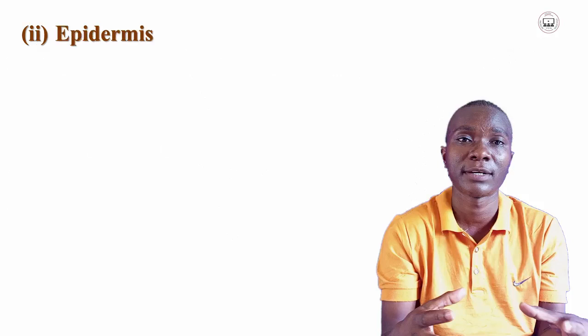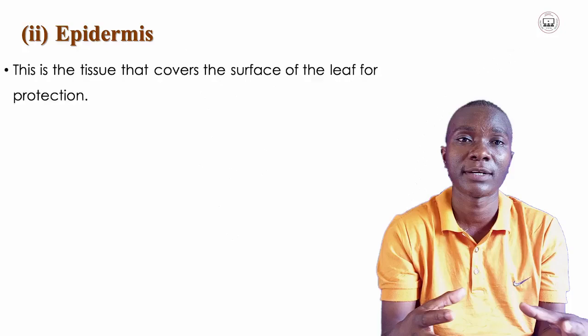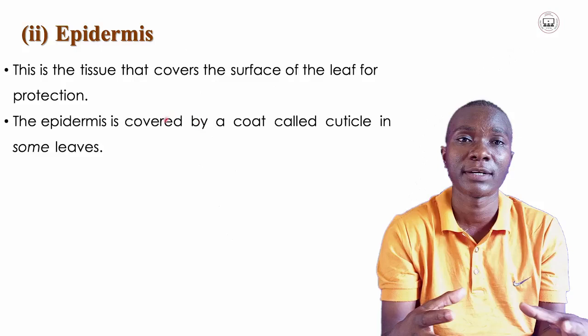The second part we have is the epidermis. This is the tissue that covers the surface of the leaf for protection. It covers the upper and even the lower surface of the leaf. So that is about the epidermis. The epidermis is covered by a coat called the cuticle in some leaves.